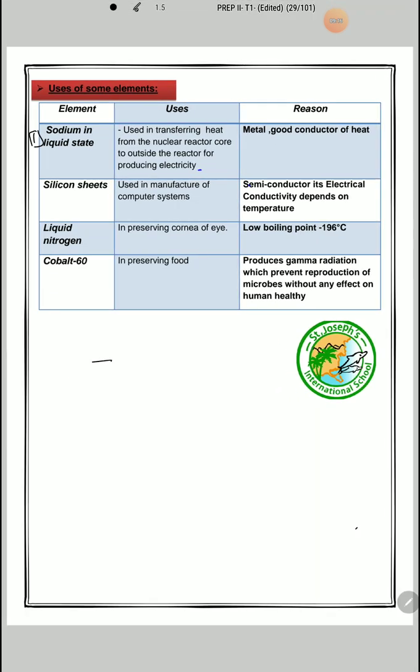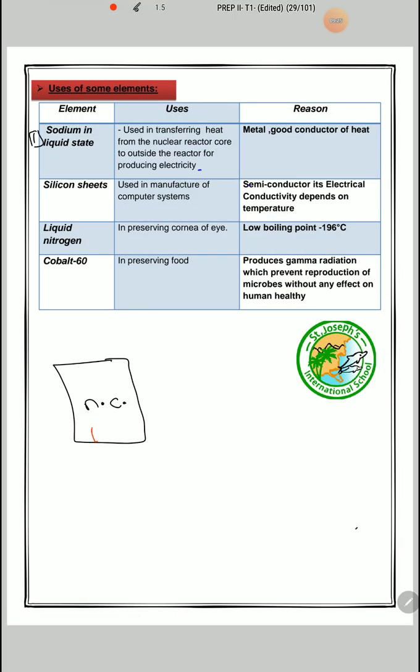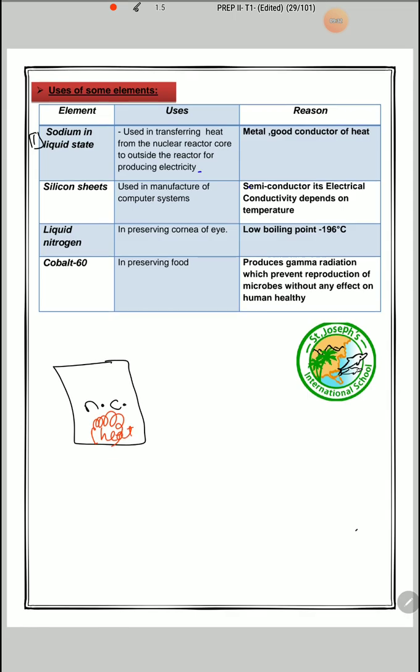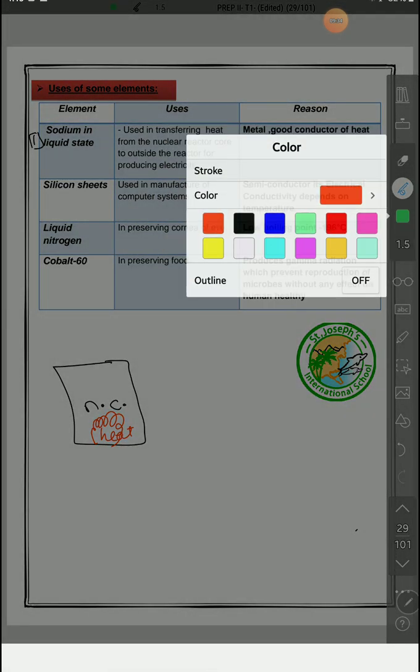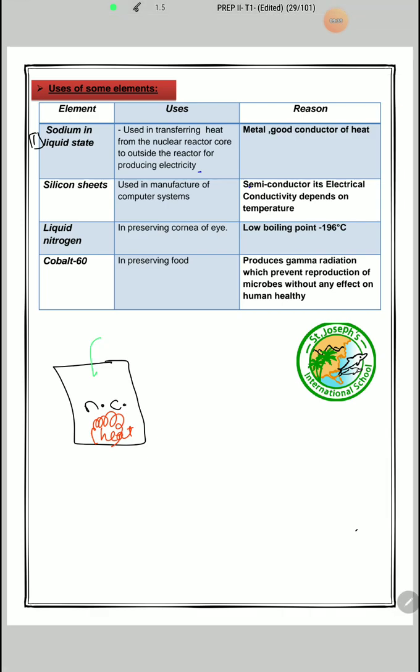If we have a nuclear reactor, and this nuclear reactor has a lot of heat inside. How can I transfer this heat from inside the nuclear reactor to outside, or in other words, cool down the nuclear reactor by using liquefied or liquid sodium? So we can say the liquid sodium is used in cooling nuclear reactors for the purpose of generating electricity.